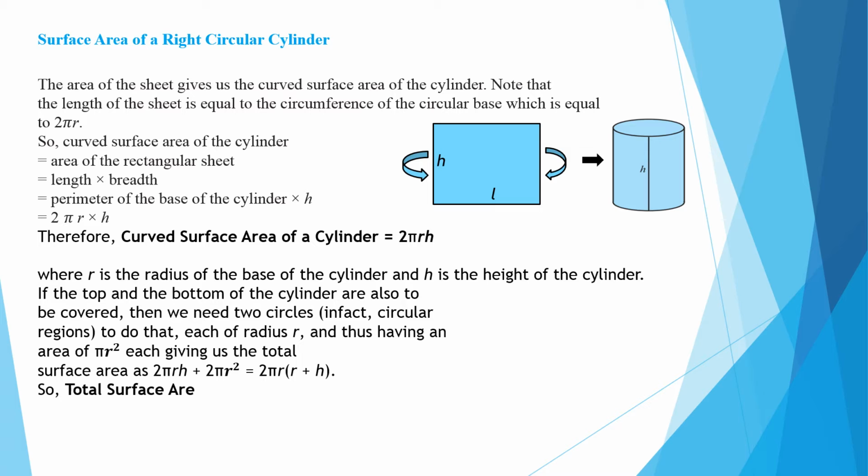Taking 2 pi r common, we get 2 pi r in bracket h plus r, which is the total surface area of the cylinder. So the total surface area of the cylinder is 2 pi r in bracket h plus r. Total means the top and bottom are also included.